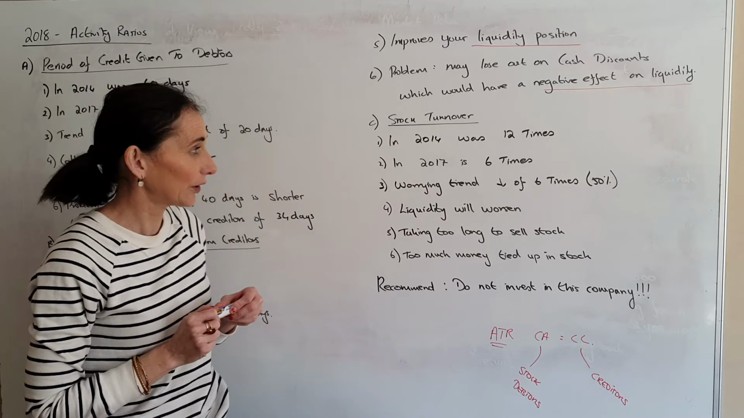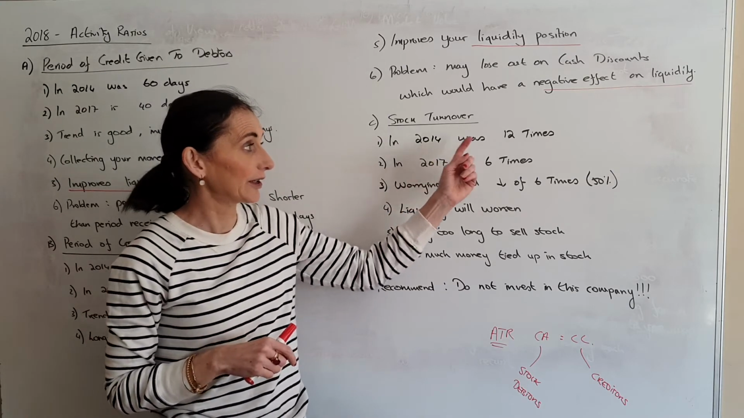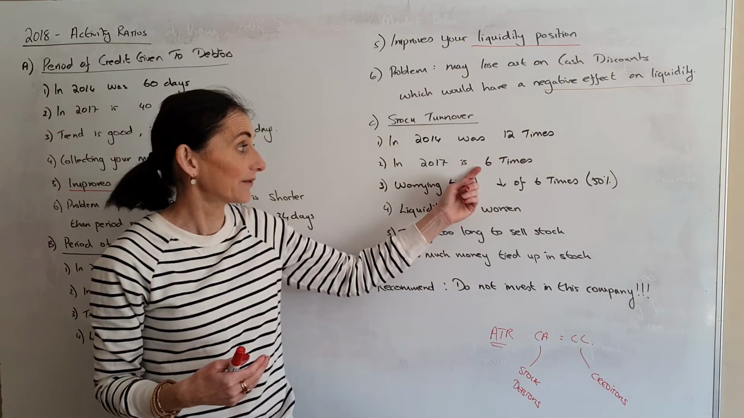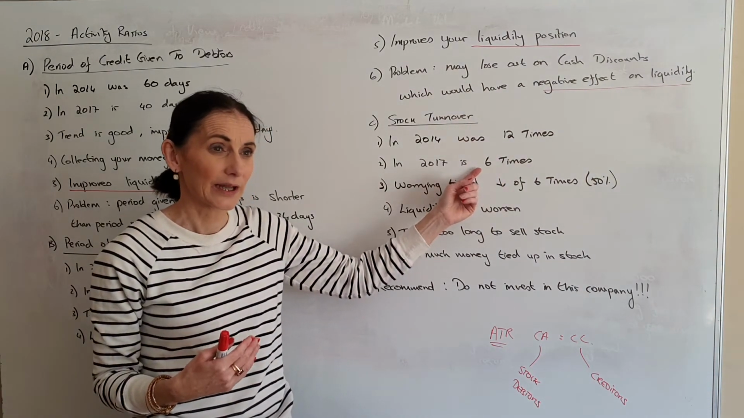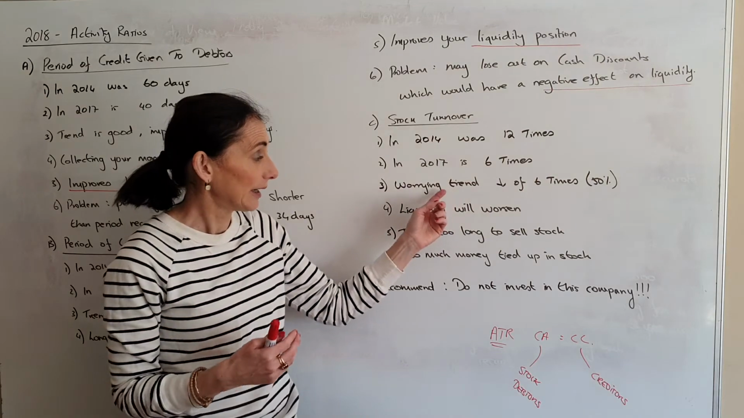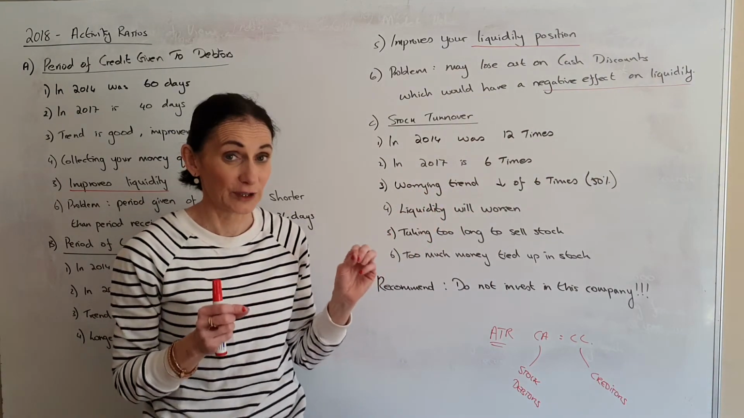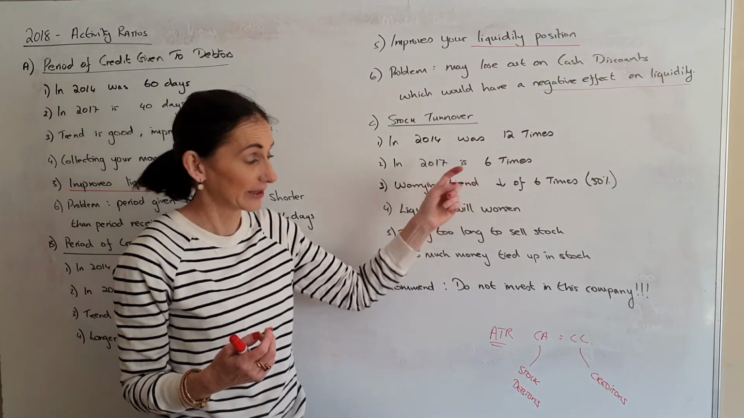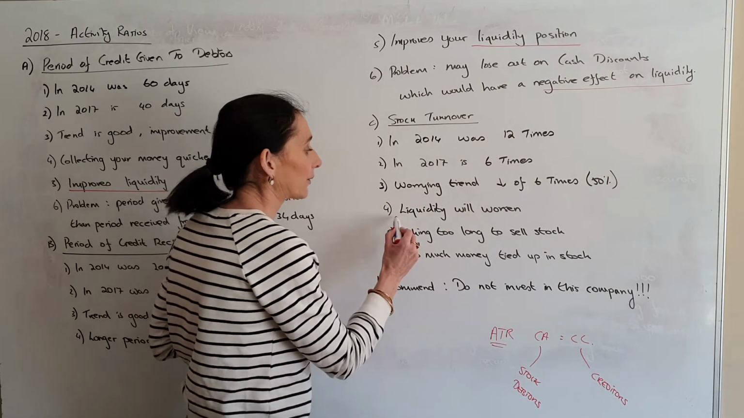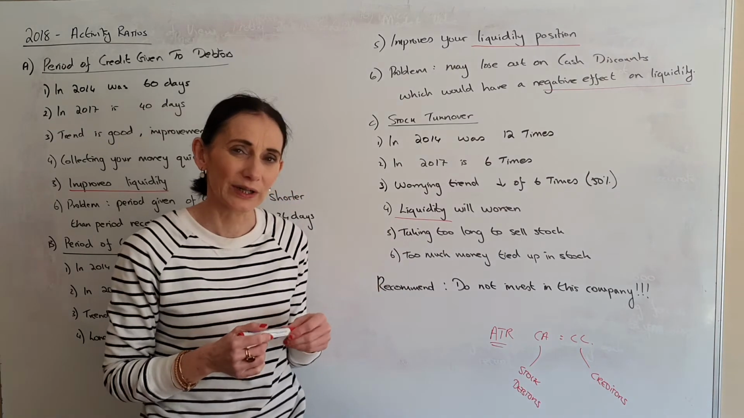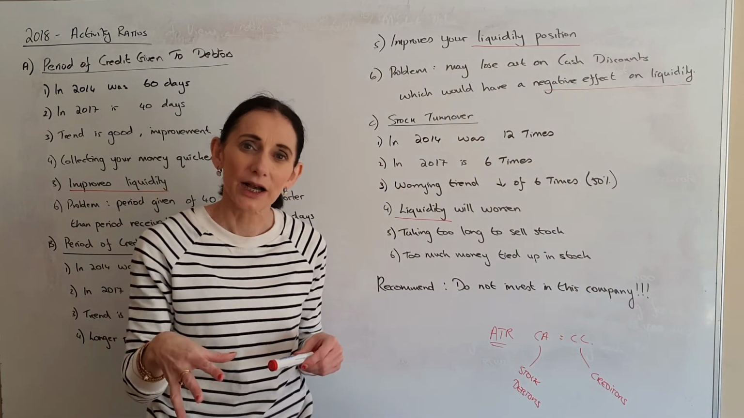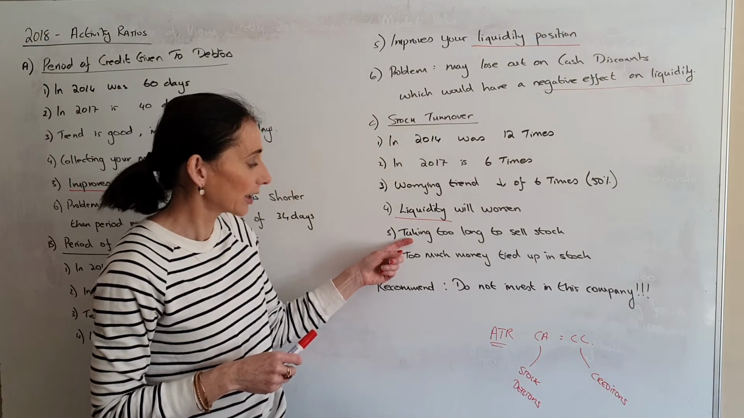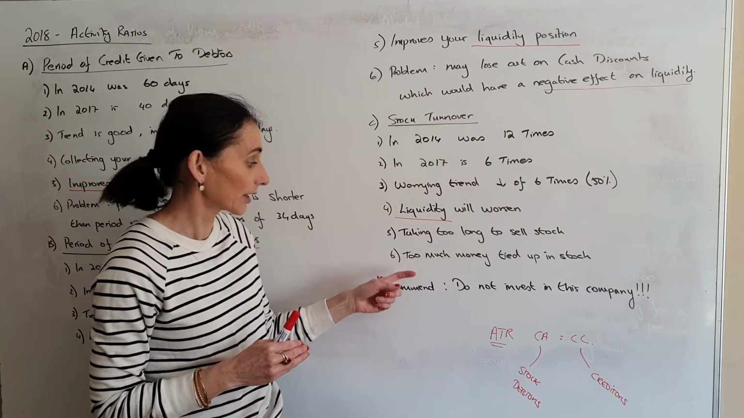Then the stock turnover, looking at this company. In 2014, they were selling their stock 12 times over during the year. And now in 2017, they're only selling it 6 times. So the stock turnover has dropped. It's a worrying trend, and it's dropped by 50%. Now, I normally wouldn't calculate that percentage, but it's just so obvious it's 50% there. So the liquidity will worsen. Why would it worsen? Because you're not selling your stock. You're not getting your cash in. So it's taking you too long to sell your stock. Too much money is tied up in the stock.